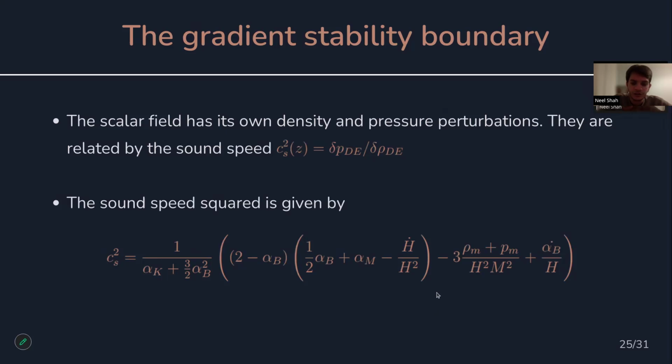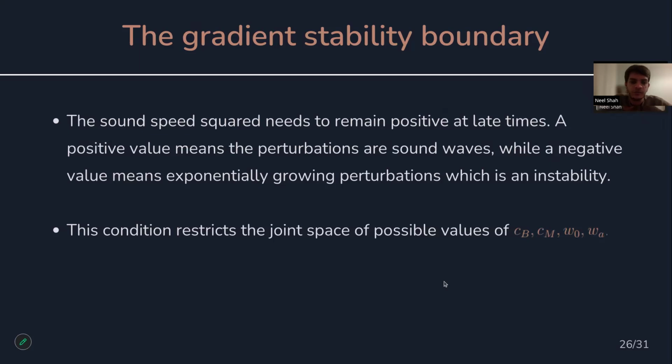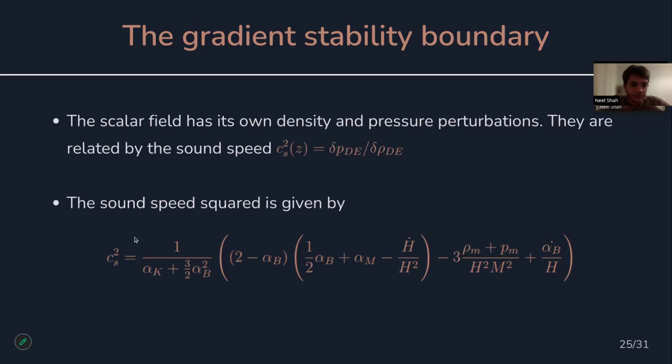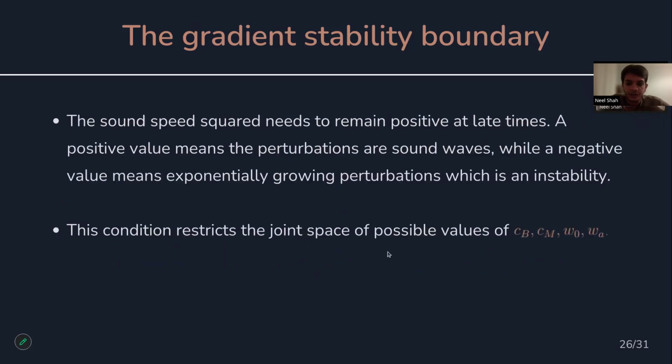And this quantity is the square of a speed of sound, which means that it needs to be positive. A negative value of the sound speed squared implies that we have exponentially growing perturbations, which leads to an instability and a breakdown of perturbation theory, which is something that would be ruled out by observations. So we have a condition that this expression, c squared, has to be larger than 0. And this is a restriction in our 4-dimensional parameter space of CB, CM, W0, and WA.